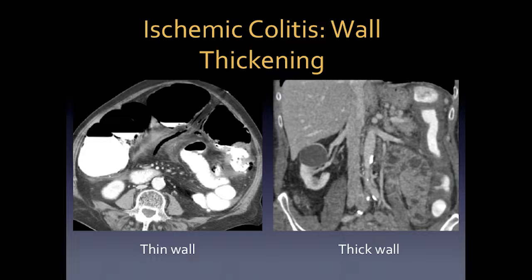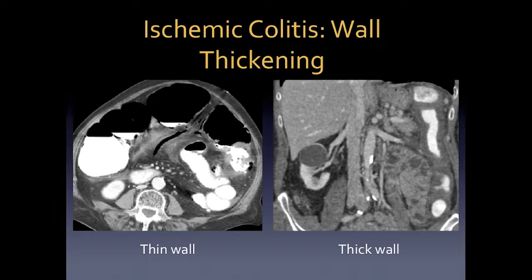So let's look at some of those examples. Here, an example of ischemic colitis where the wall is very, very thin. This is clearly ischemic colitis. We have pneumatosis and then air in the mesenteric veins as well. But note how thin the wall is here. The wall is actually almost imperceptible. And this can be seen in the setting of ischemic colitis.